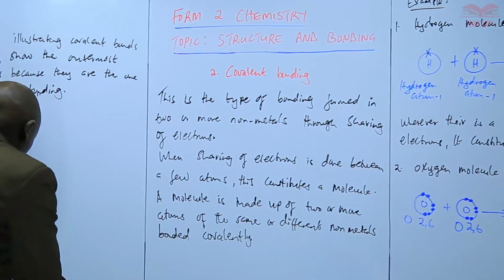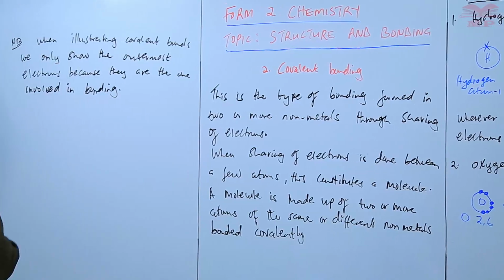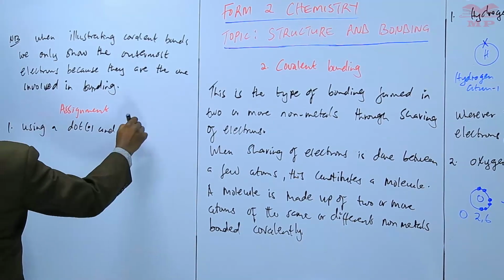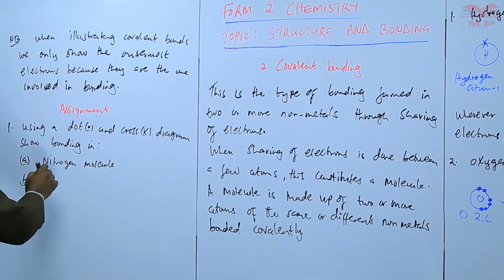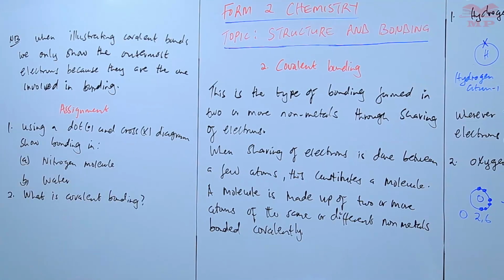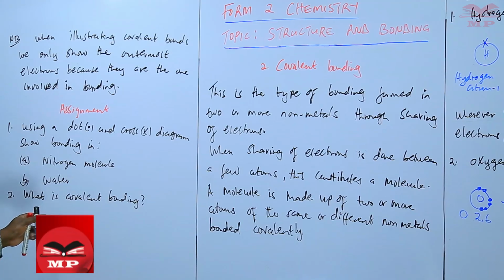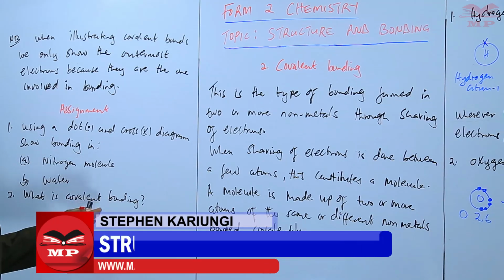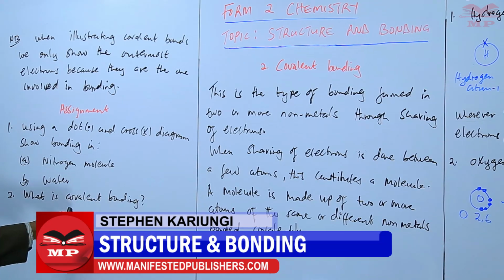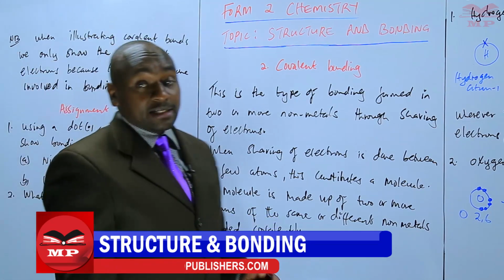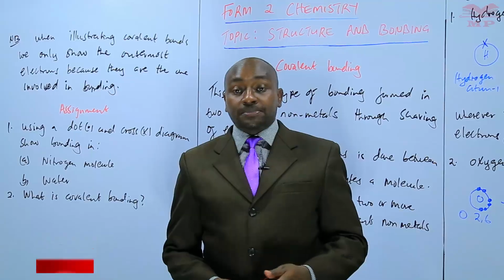So at that point, we'll have an assignment. The first question, using a dot and cross diagram, show bonding in A, nitrogen molecule, and B, water. And then question number 2, what is covalent bonding? So we'll stop there until the next lesson.